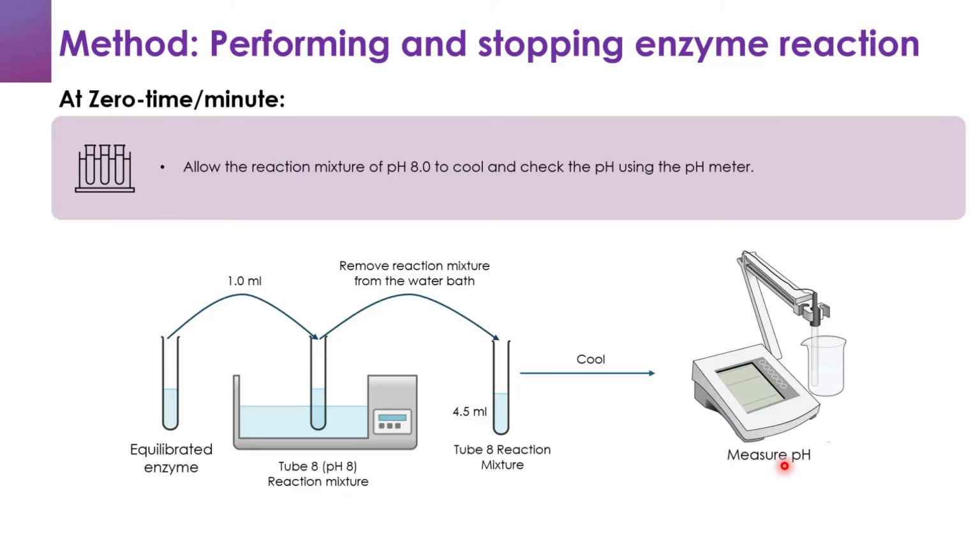So we then allow the reaction mixture in the water bath to cool and measure the pH. What we can also see from this diagram is that after we remove the reaction mixture from the water bath, the volume, which is initially 5.0, will be reduced to 4.5 ml because 0.5 ml of this was picked and added to a test tube containing 5.5 ml of our sodium hydroxide.